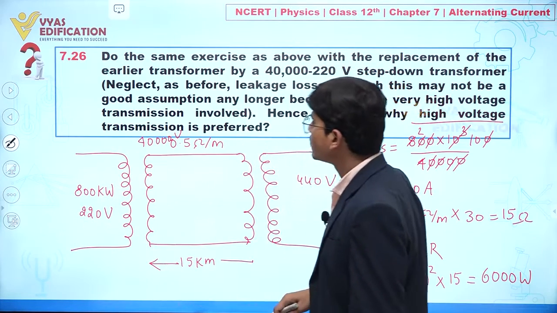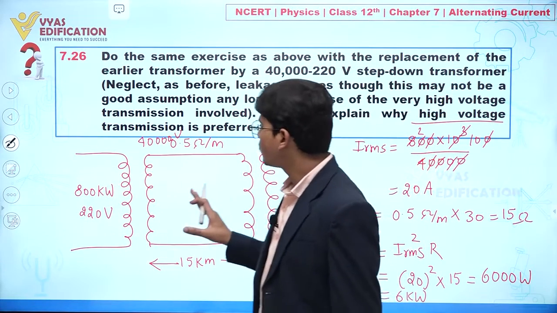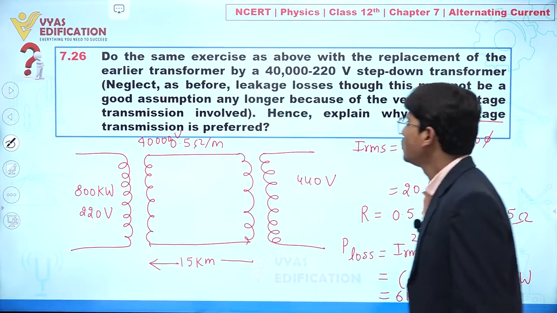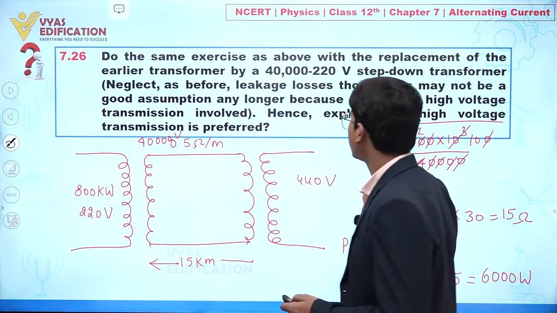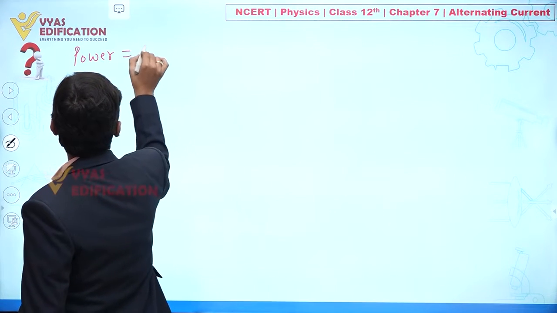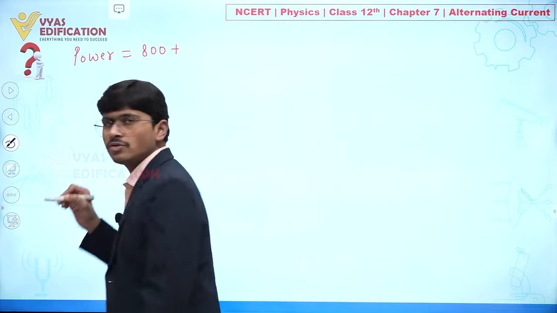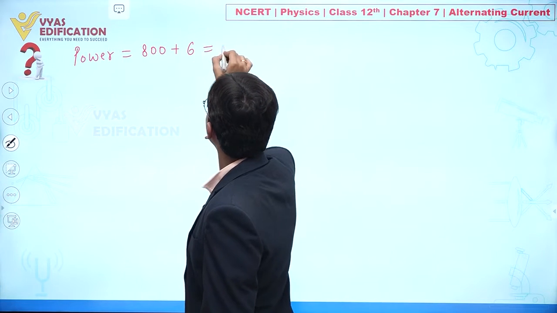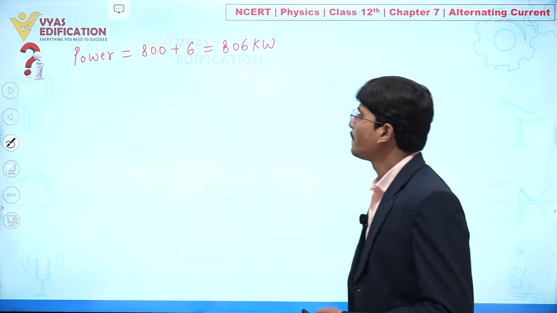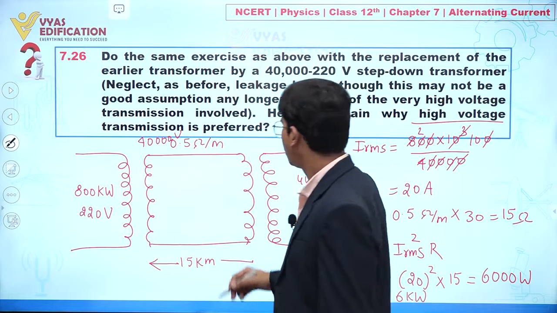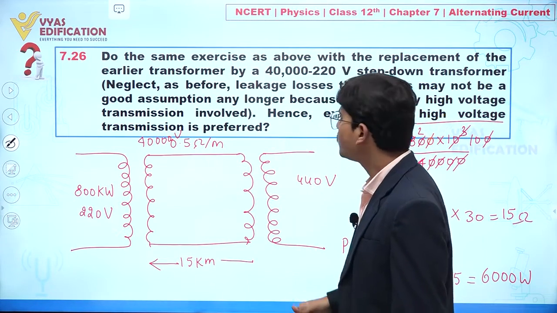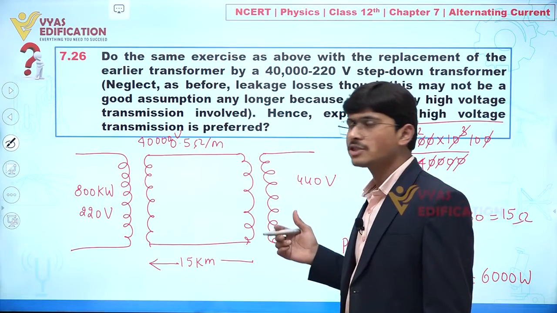So what is the total power at this level? The power we have to supply to the small town is 800 kilowatt, and 6 kilowatt is lost, so this is 806 kilowatt. Now definitely for that we are using a step up transformer. So what is the rating of that step up transformer?